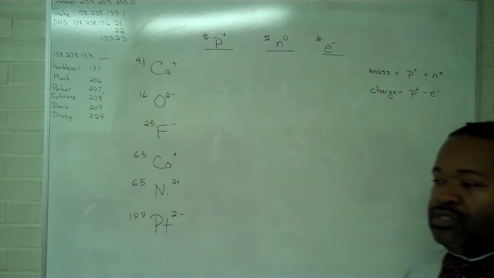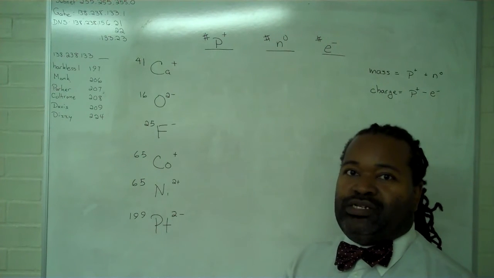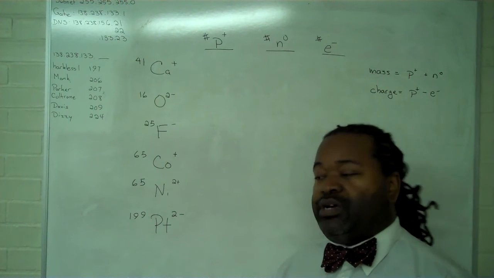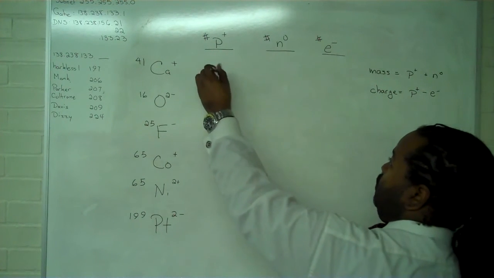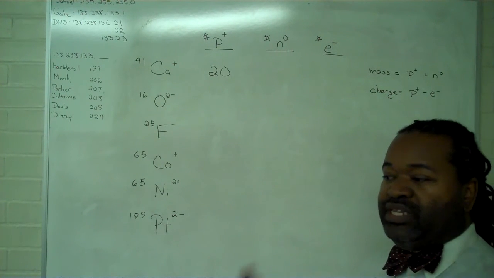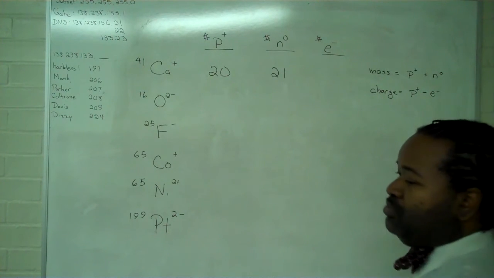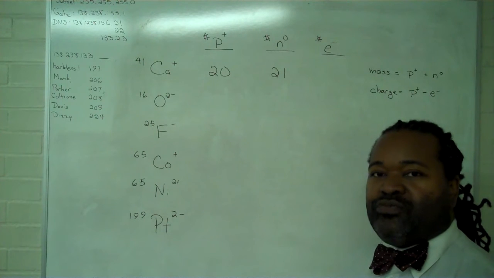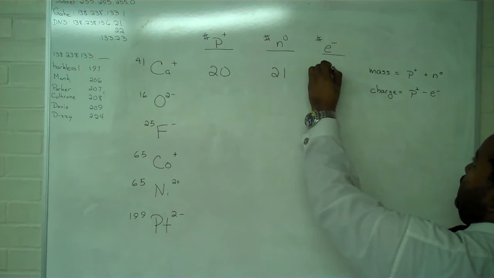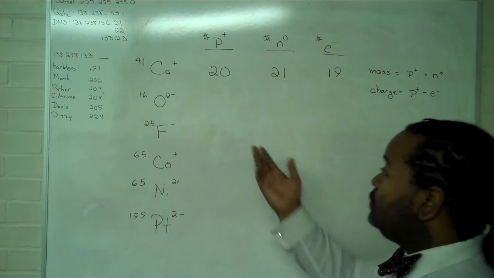So, the first thing we have here is calcium. We have an isotope with a mass of 41 atomic mass units and a charge of +1. We look on the periodic chart to get the atomic number of calcium, which is 20. That corresponds to the number of protons. 20 plus something gives us mass of 41. So we have 21 neutrons. A +1 charge means that there is one more proton than there are electrons. So our electron count is 19. We'll do the same thing for the other 5.